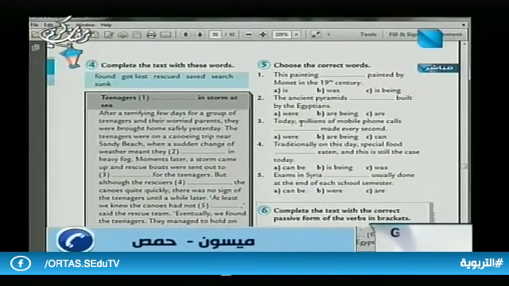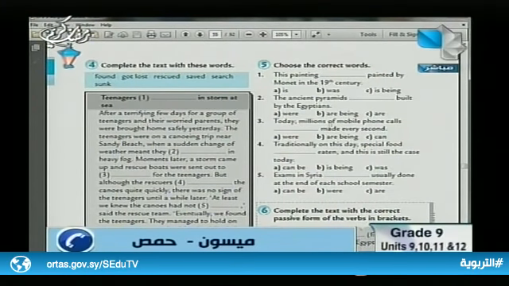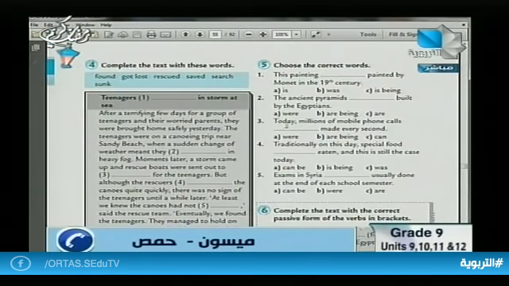Now, Maysoon, would you please read sentence number 3? Today, millions of mobile phone calls are made every second. What is the first word in the sentence? Today, right? So today refers to the present, Maysoon, right? It's are being. Very good, Maysoon. Are being made. You see? You know now how to do the exercise. Very good. Number 4. Can you do number 4?